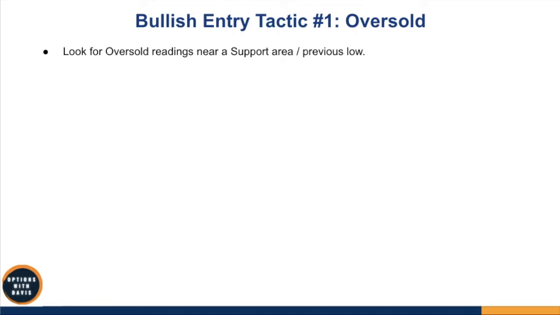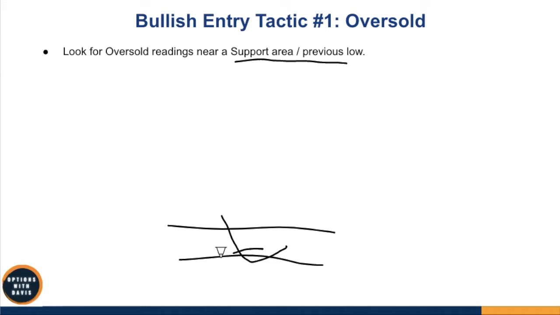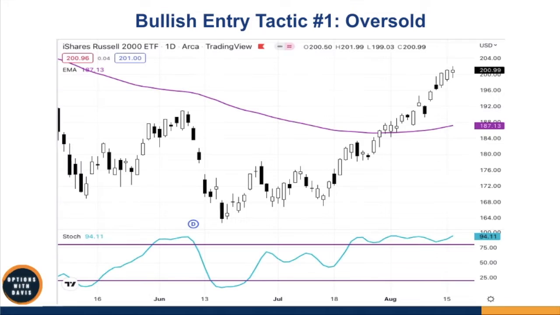All right, so bullish entry tactic number one, look for oversold conditions near a support area or a previous low. So what I'm really looking for is for the stochastics to have an oversold reading, and that the price movement needs to find a support. So I want to find this support down here, a previous low, that it breaks, and then I have an oversold area. All right, so let's take a look at some trade examples.